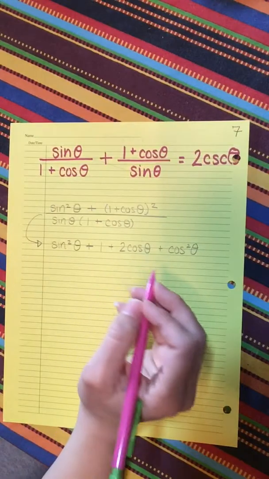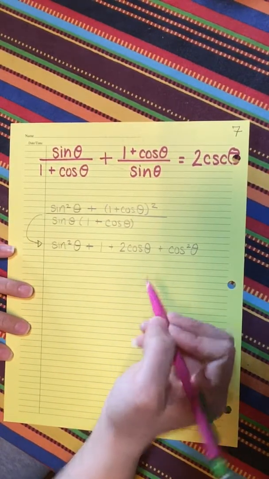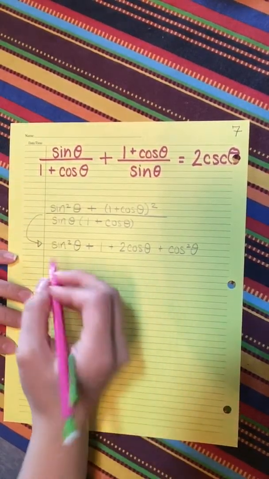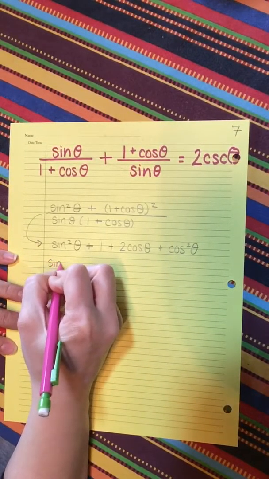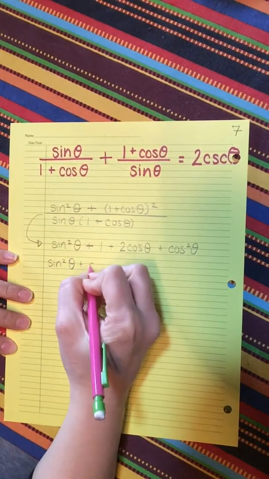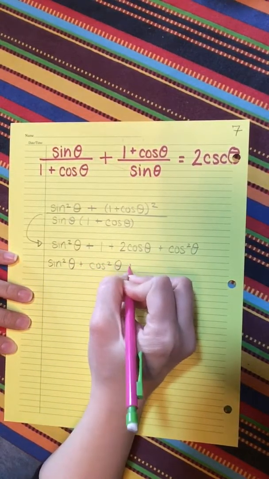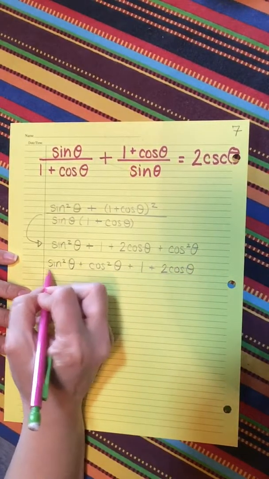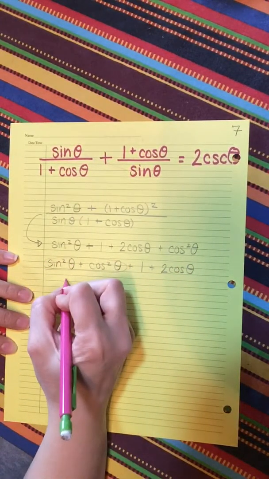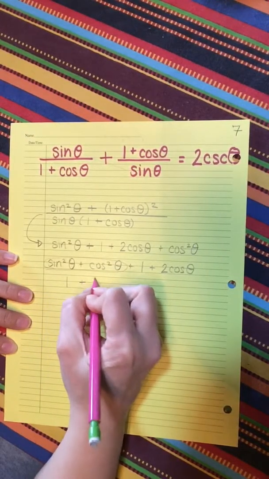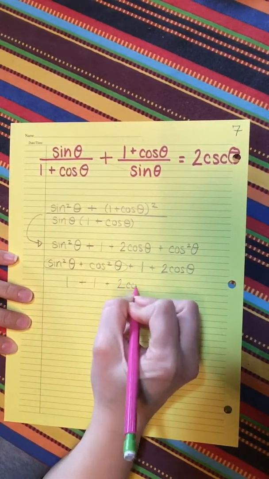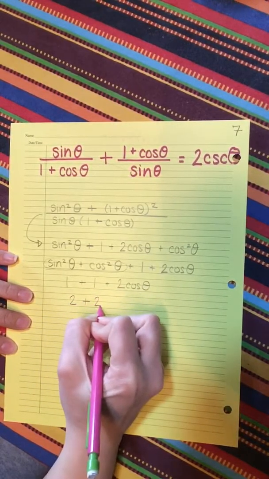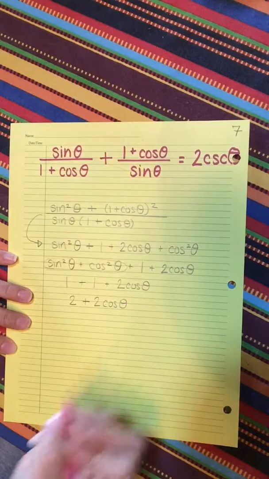Now let's keep going with the numerator for a little bit. Nothing says that you have to leave it written in this order. Addition can be rearranged however you like. So let's look at this as being sine squared of theta plus cosine squared of theta plus 1 plus 2 cosine of theta. Well, we know that sine squared of theta plus cosine squared of theta is 1. So it becomes 1 plus 2 cosine of theta. Adding that together, that's 2 plus 2 cosine of theta.